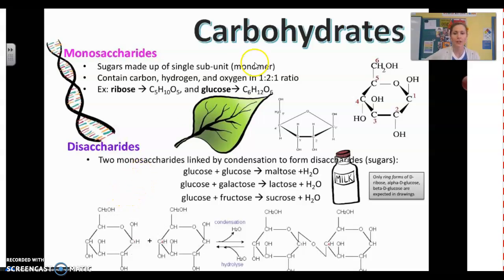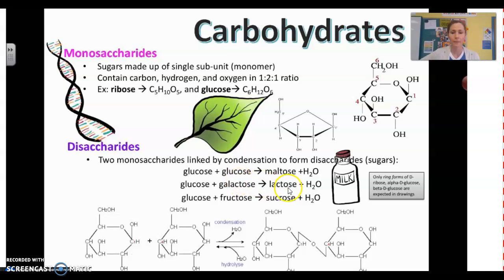Disaccharides, which we maybe don't know of as disaccharides but do consume often, are when we have 2 monosaccharides or 2 monomers of sugar connected together. And they connect together through what's called a condensation reaction, and we are going to look at that in our POGIL this week.